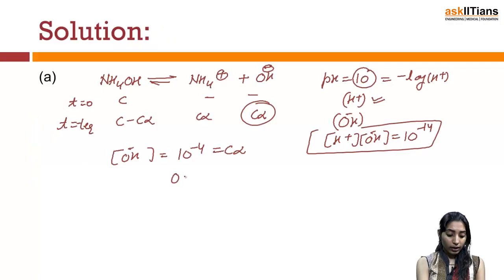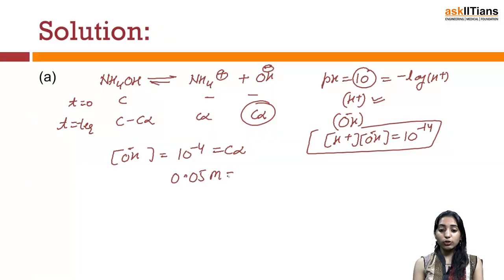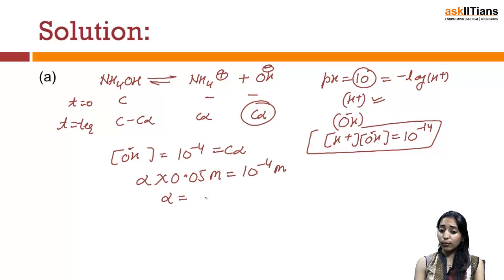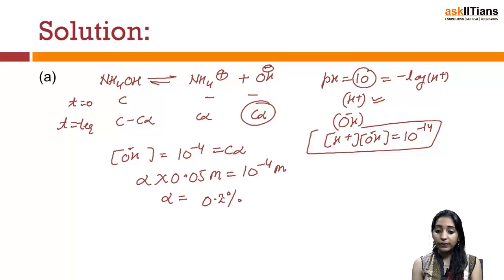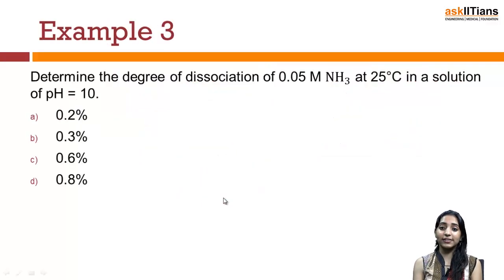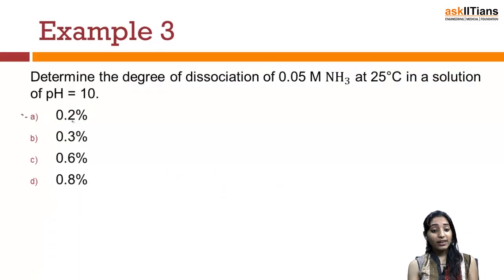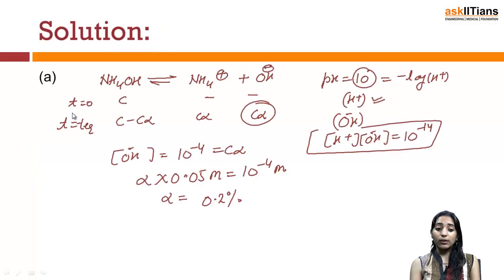The value of concentration is given to be 0.05 molar, which is multiplied by the degree of dissociation alpha. This will be 10 to the power minus 4 molar. So I can find the value of alpha, which comes out to be 0.2%. Let's see if this value is given in the question. Again, we see that the value given in the question is 0.2%. So I can say the 0.2% is the correct option for this particular question.